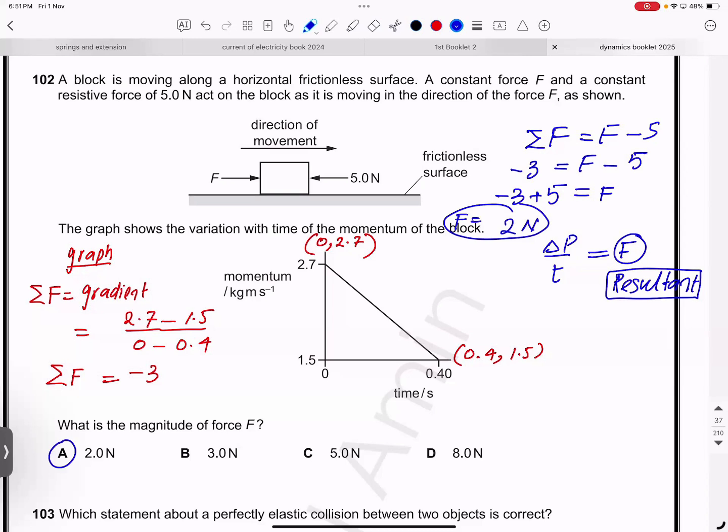You can cross-check by reverse solving. Meaning if your answer came 2, it means forward is 2, backward is 5. So resultant will be what? 5 minus 2? 3 Newton. Yes, we are right.